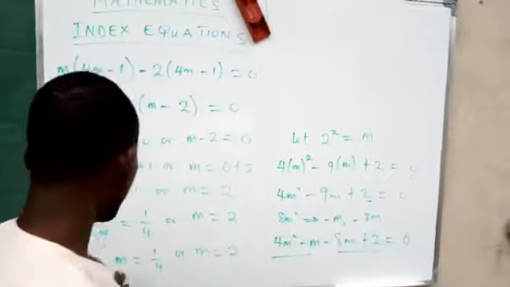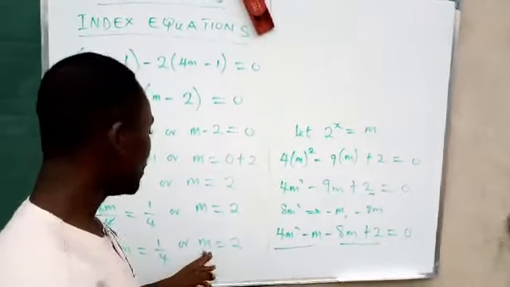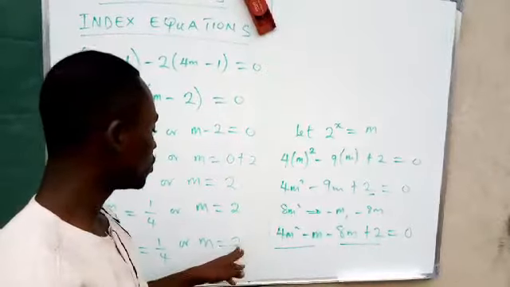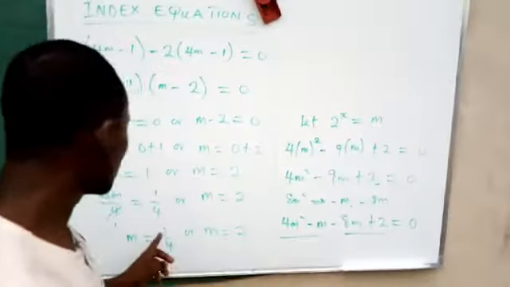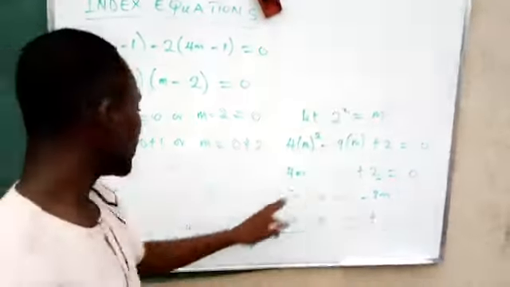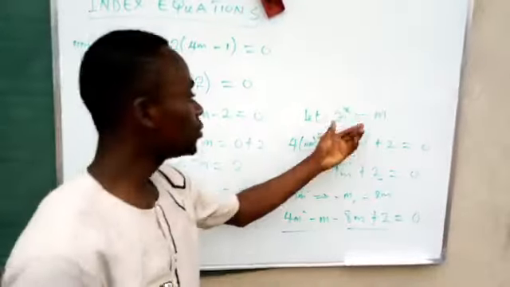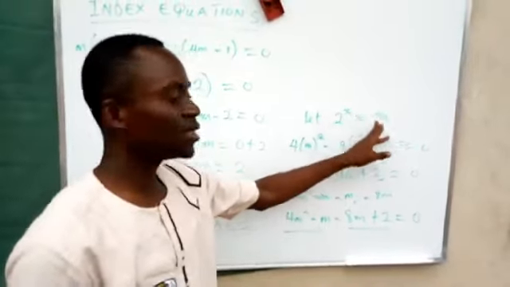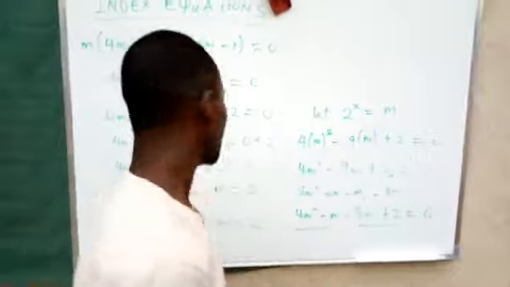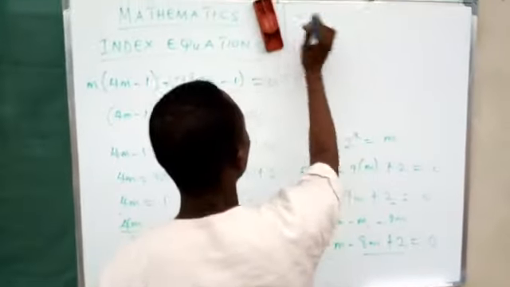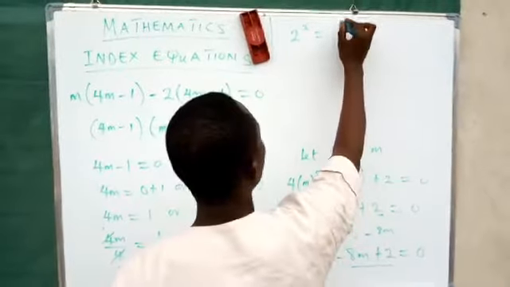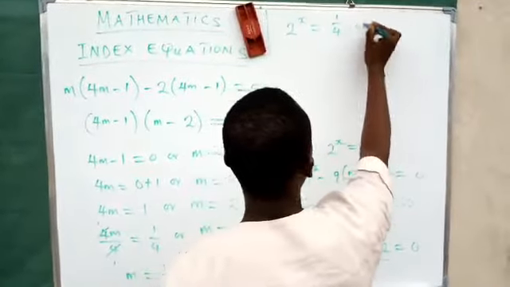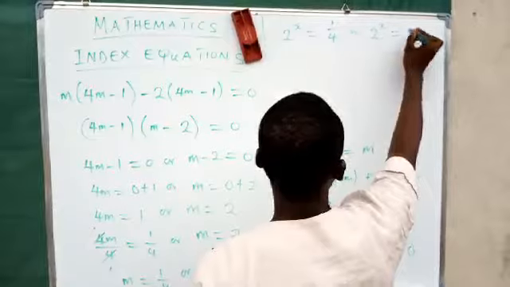Good. So if m is equal to 1 over 4 and m is also equal to 2, it means that 2 to the power of x is also equal to 1 over 4, or 2 to the power of x is equal to 2. Since our substitution stated that 2 to the power of x is equal to the value of m. So making that substitution back, we are going to have 2 to the power of x to be equal to 1 all over 4, or 2 to the power of x to be equal to 2.